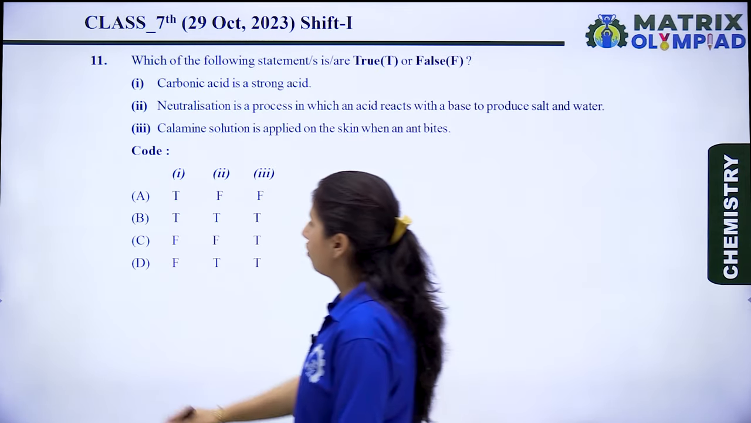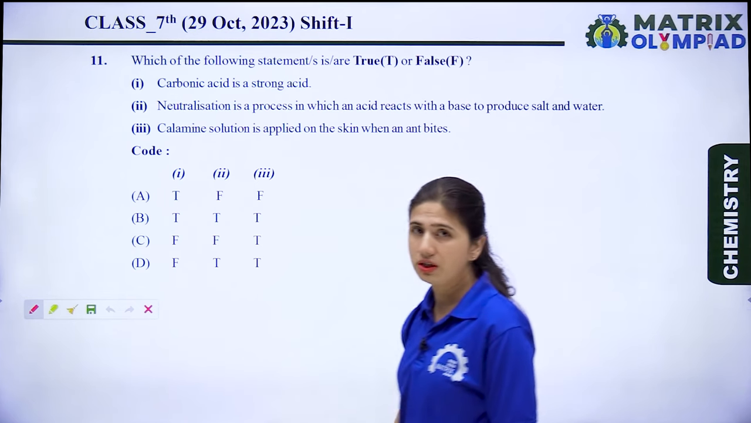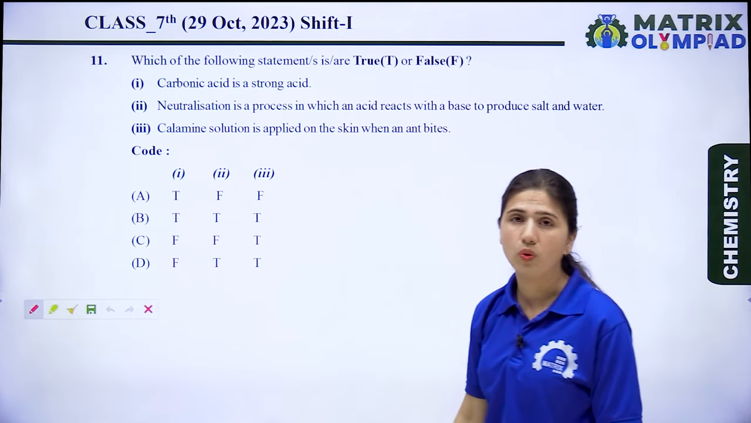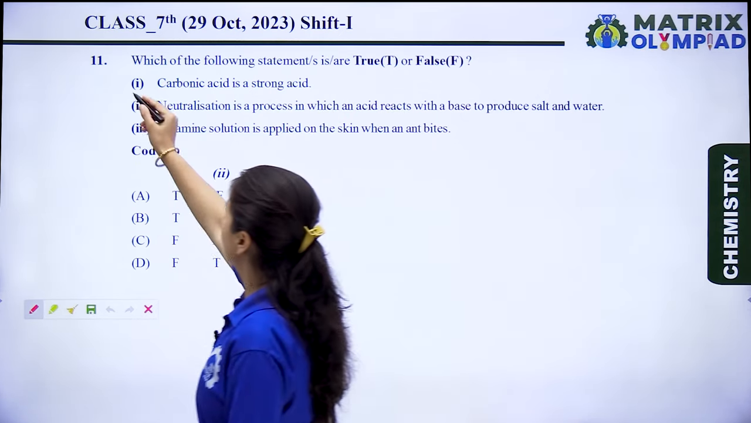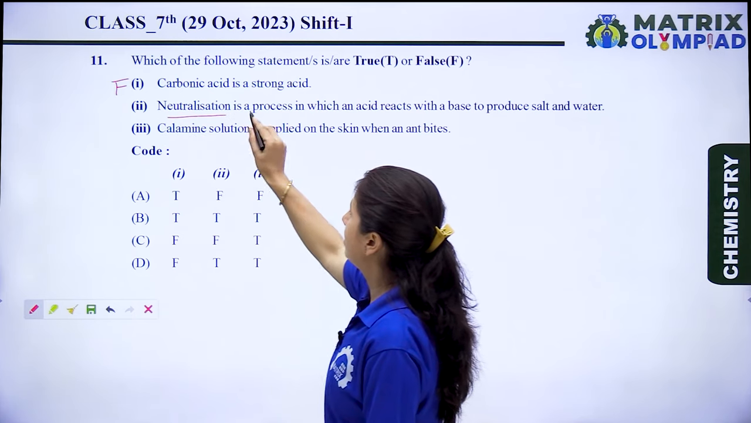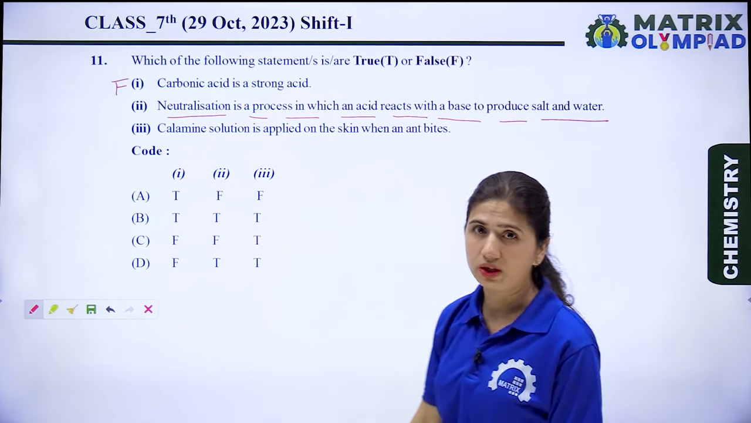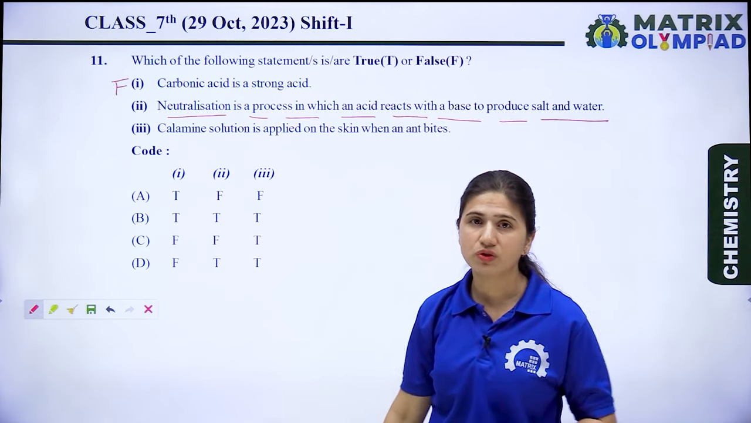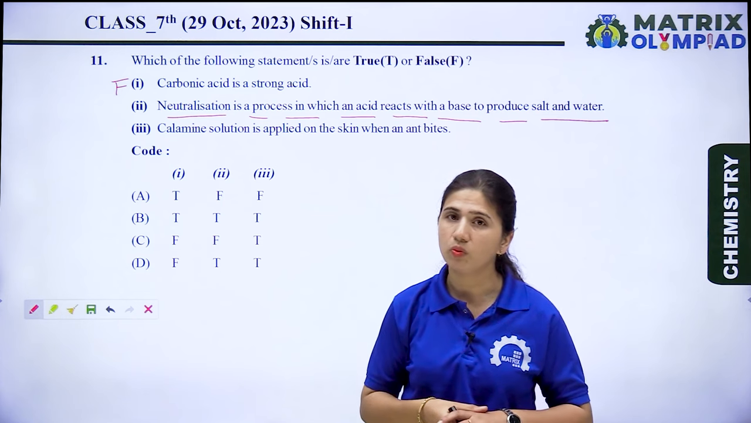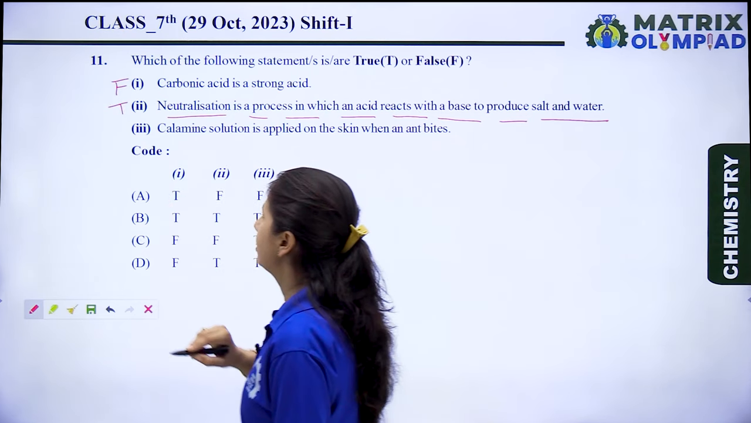Now let's see the next question. The next question is, which of the following statements is or are true or false? Let's see the statements. The first statement is, carbonic acid is a strong acid. No, carbonic acid is a weak acid. So the first is a false statement. Now let's see the second. Second is, neutralization is a process in which an acid reacts with a base to produce salt and water. This is completely a right statement because when we react acid with base, it forms a salt and water, and this reaction is known as the neutralization reaction. So the second statement is a true statement.